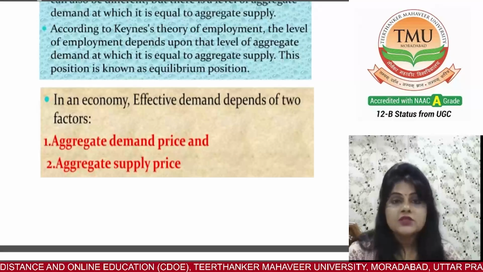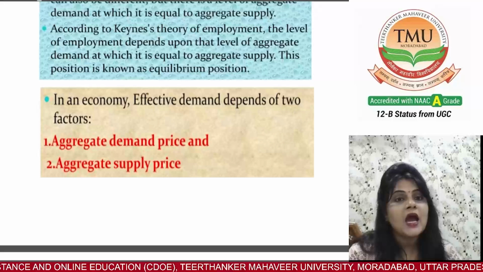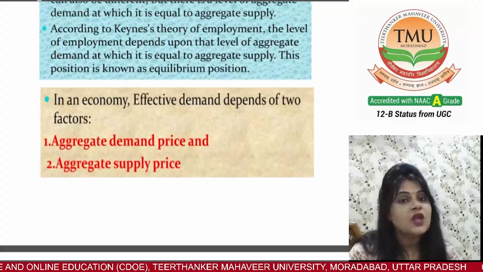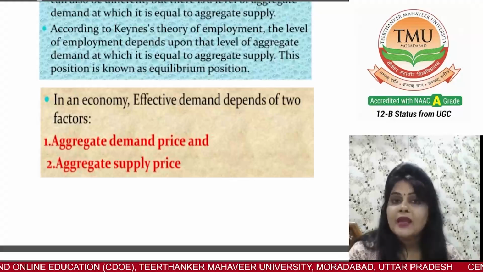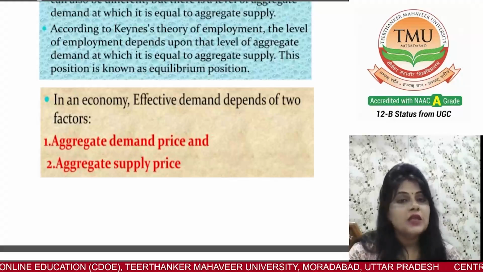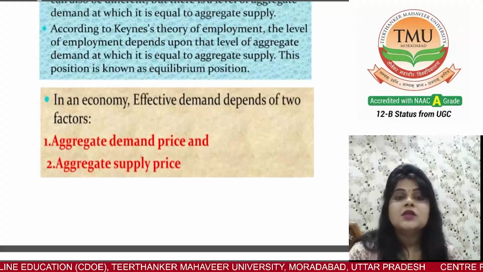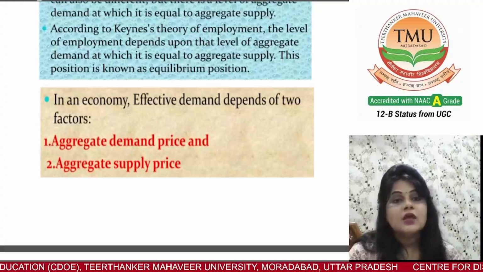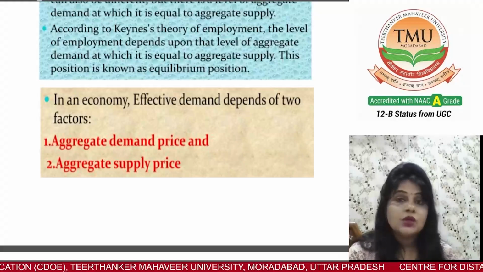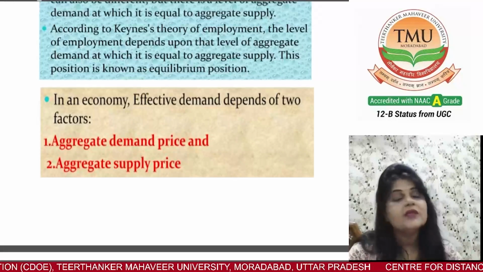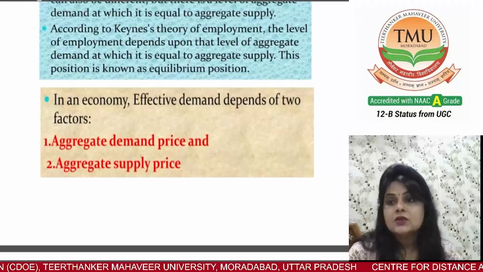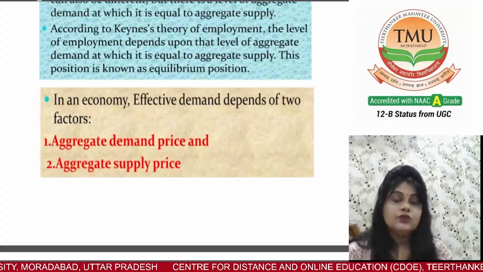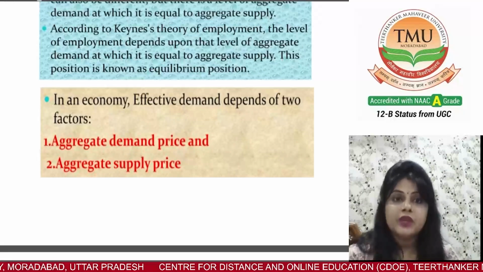So, the two determinants of effective demand are consumption and investment expenditure. When income increases, consumption expenditure also increases, but by less than the increase in income. Thus, there arises a gap between income and consumption, which leads to a decline in the volume of employment. When the demand increases, the income also increases. His theory also objects to the classical theory, which I have discussed in the previous video.